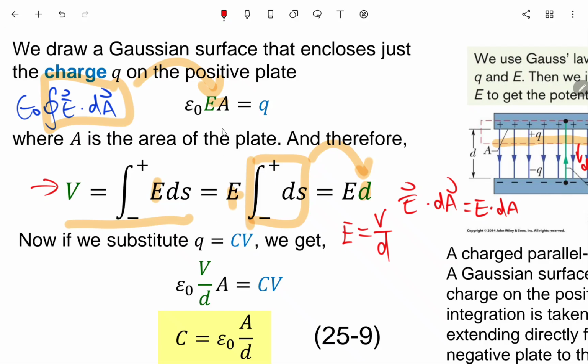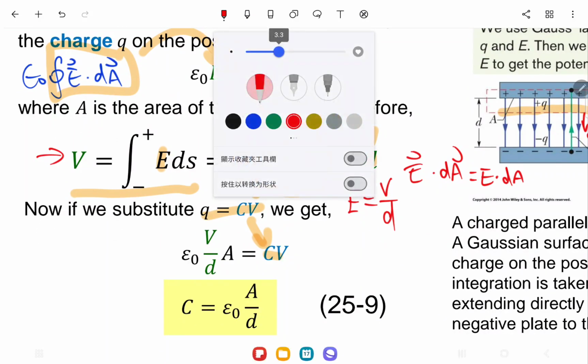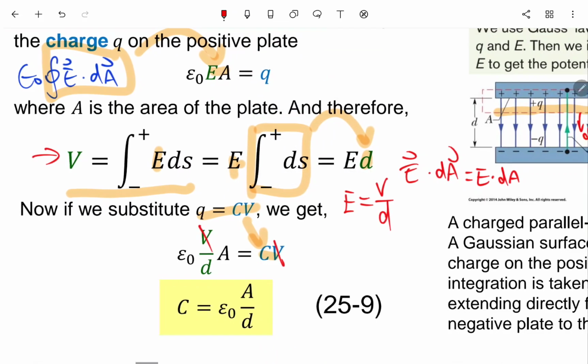So we have epsilon naught times V over d here, times A equals Q, and then we also use the definition of the capacitor, Q equals CV. So we have this CV here. Finally we can simply cancel this V and this V. This V doesn't matter. So finally it becomes C equals epsilon naught A over d.